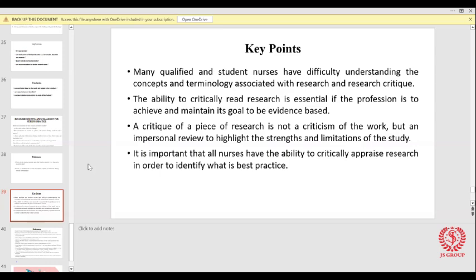Not only finding fault, what we are doing, we are highlighting the strengths of the study and also the limitations of the study. Limitation means what? Any negative aspect of the study. So it is important that all nurses have the ability to critically appraise research, in order to identify what is the best practice, so that we can improve evidence-based practice in the nursing profession. Evidence-based practice means what? Whatever results we are finding, that we can utilize in practice. That is evidence-based practice in our nursing profession.